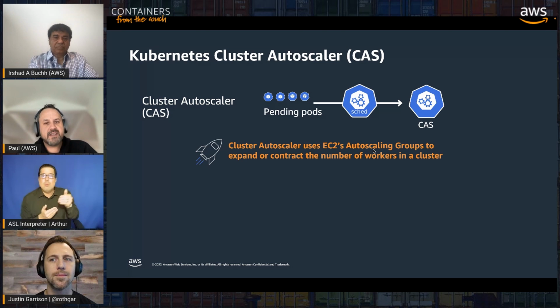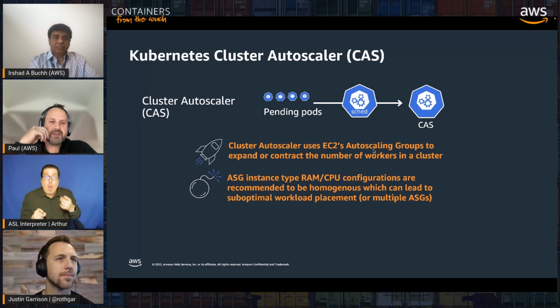If there are these pending pods and it has nowhere to schedule them, it's going to reach out to the cluster autoscaler. And what's really interesting here is that Cluster Autoscaler works with EC2's Auto Scaling groups under the covers. And EC2's Auto Scaling groups are looking at your min, max, and desired counts for the number of workers. So Cluster Autoscaler is going to say, hey, do we have a worker that's available where I can actually place my pods?